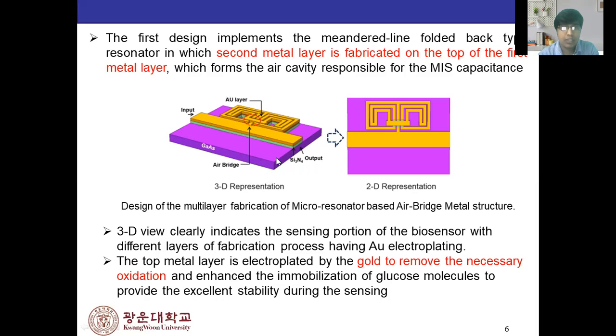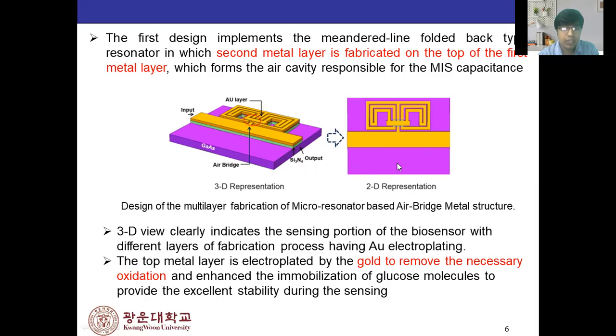You can see in the 3D structure, the top layer is the AU layer, and this is the gold plating layer, the electroplating layer. And this is also a layer of Si2 and 3, and this is also the gallium arsenide layer, and there is the cavity. There is a cavity. So this is the 2D view.